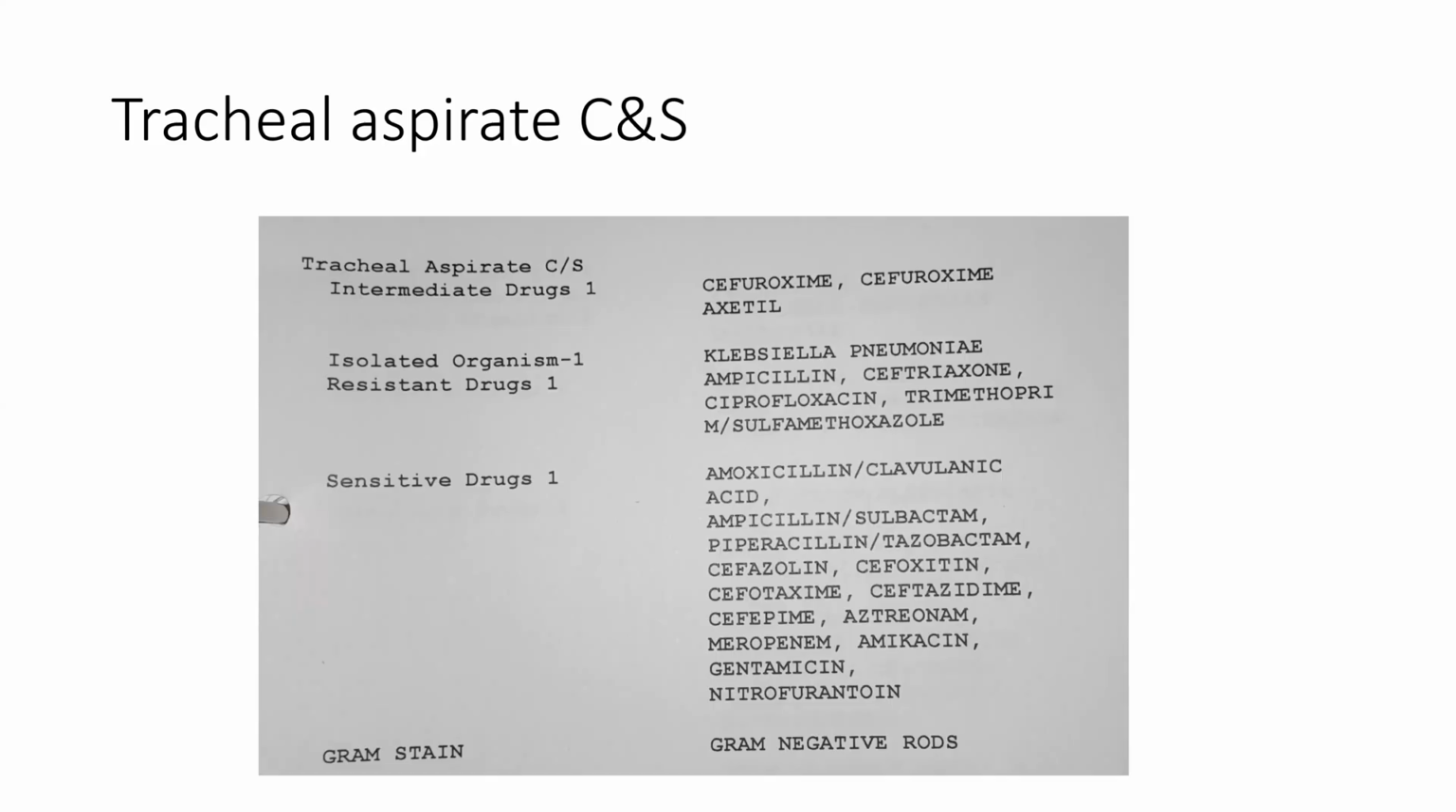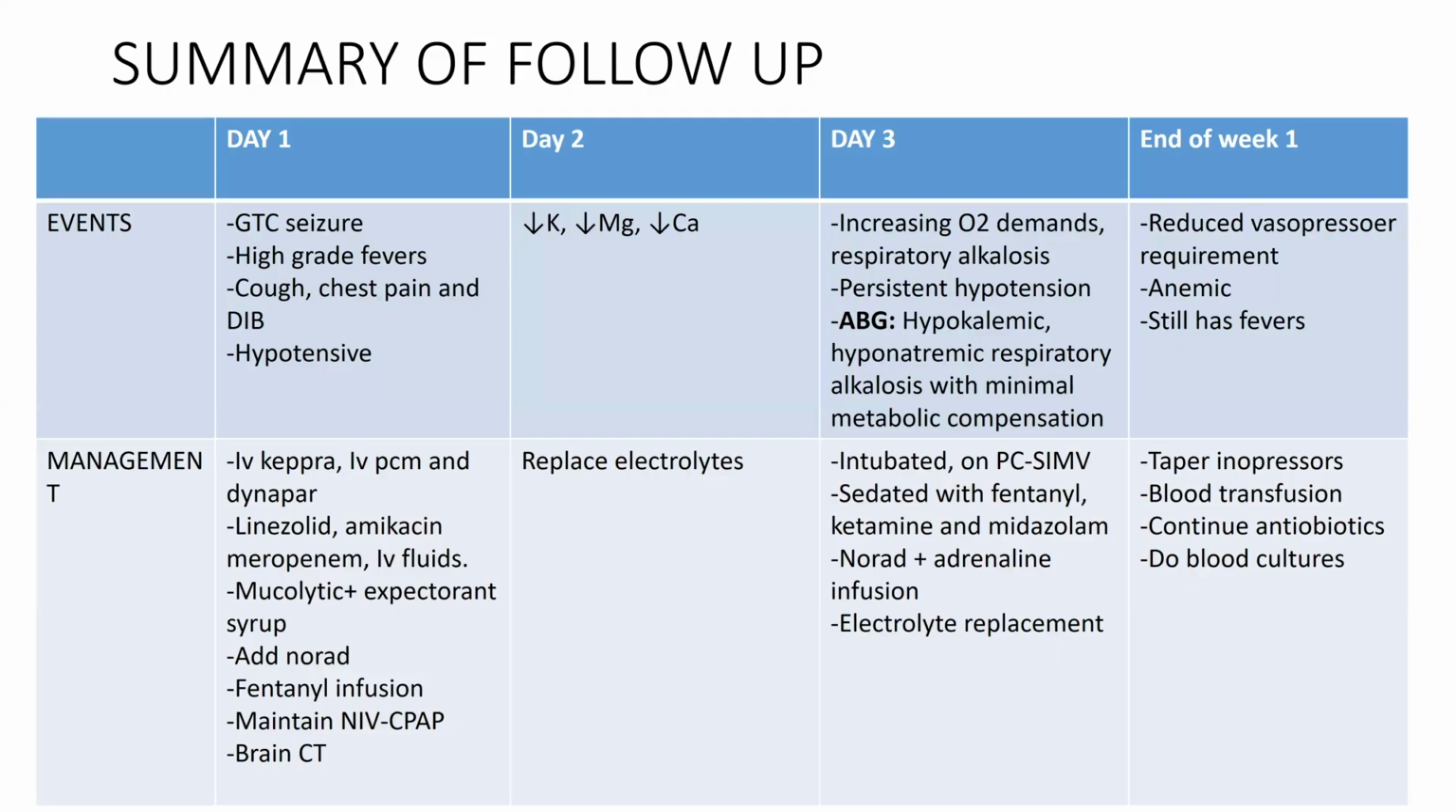So in summary of this patient, after the initial review, reviewing them the day after, he had developed seizures. He had high-grade fevers with temperatures going up to 40 degrees. Of course, he still had cough, chest pain, and difficulty in breathing as expected. And he was still hypotensive even on the vasopressin. So the management for that, of course, anticonvulsants were instituted, antipyretics and analgesics.